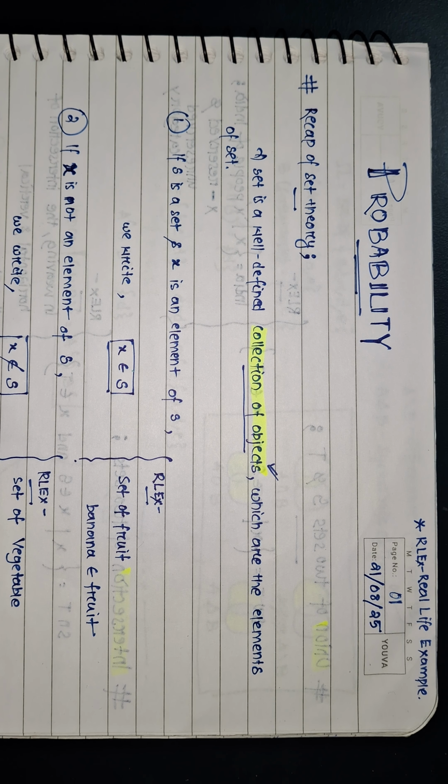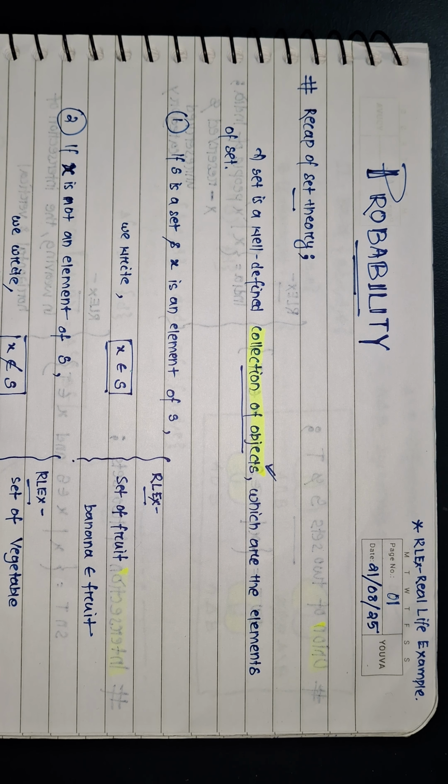Okay, let's start with the basics of probability. A set is a well-defined collection of objects, which are the elements of the set. If we think of S as a set and X is an element of S, then we can write X is an element of S like this, as you can see. And if we think about a real life example, here is a set of fruits.